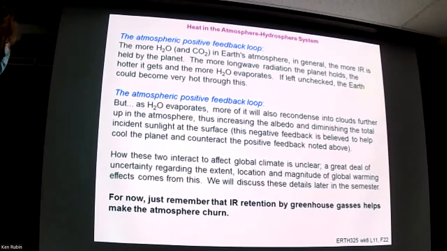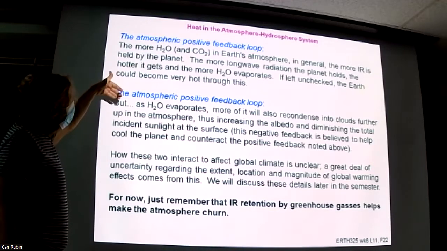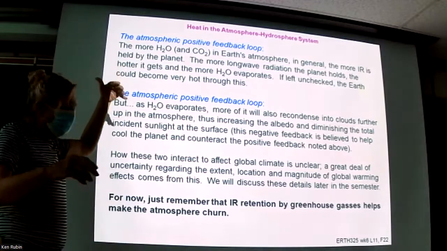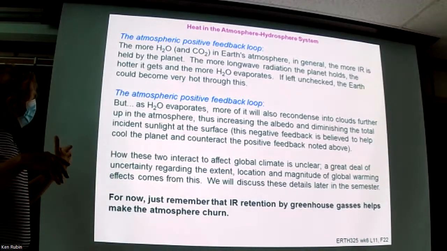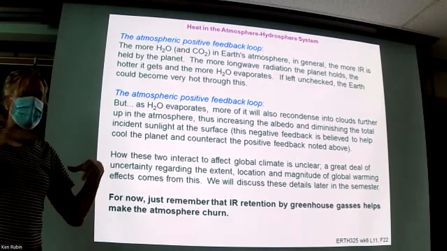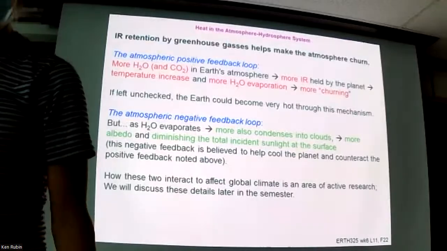And this slide just summarizes a couple of feedbacks. The feedbacks I just mentioned, positive and negative feedback loops between what happens when the planet heats or cools and the response of the atmosphere system to it, in a way that retains heat or doesn't.